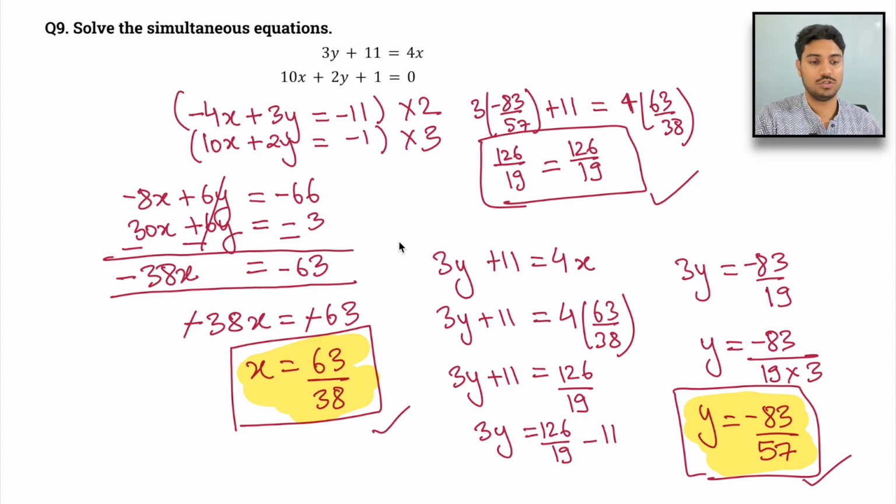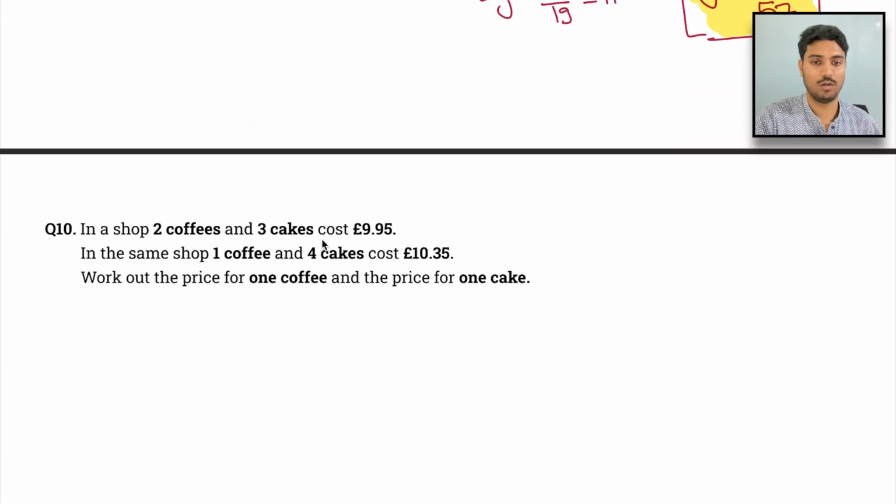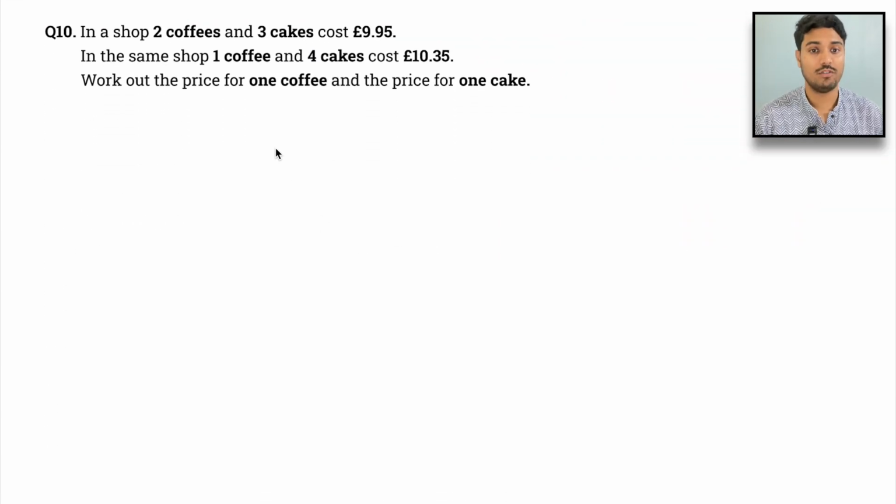Let's move on to the last question, question number 10, which is a word problem. It says, in a shop, 2 coffees and 3 cakes cost 9.95, and in the same shop, 1 coffee and 4 cakes cost 10.35 pounds, and work out the price of 1 coffee and 1 cake.